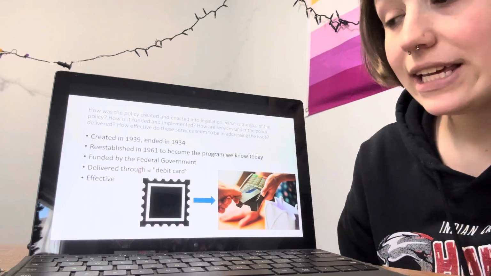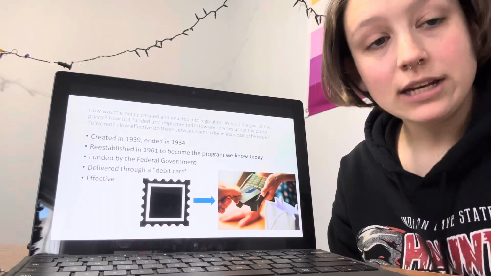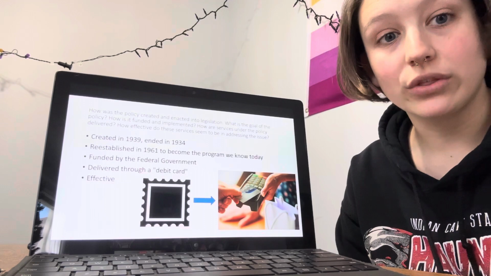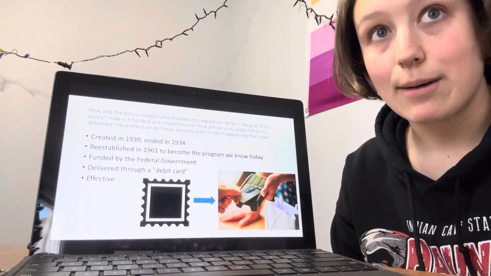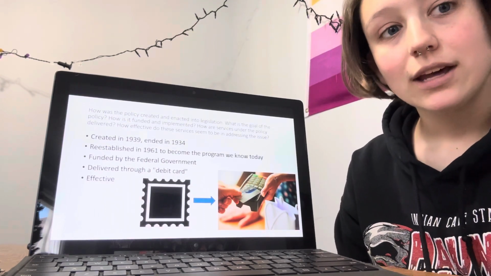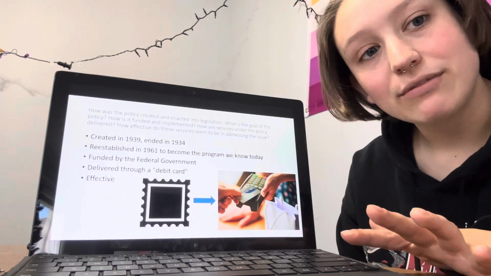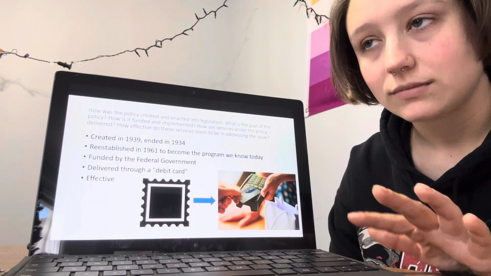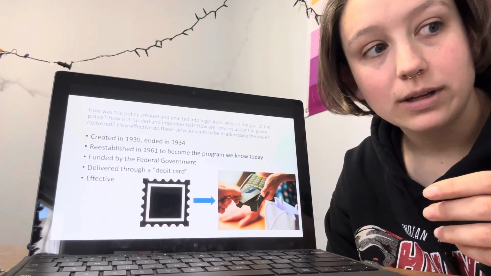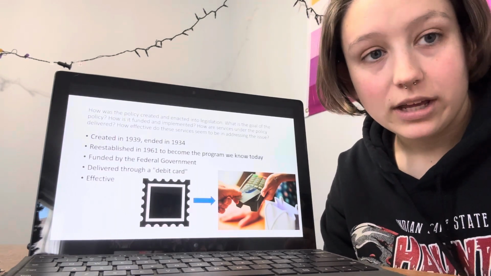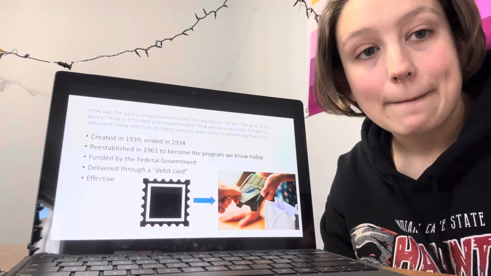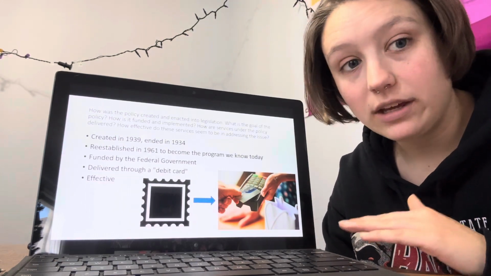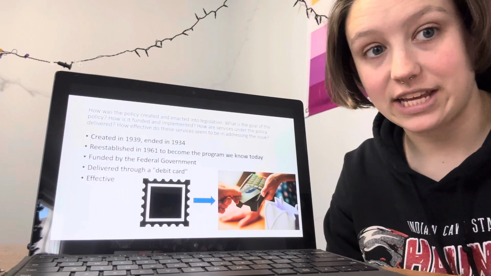And funding is implemented through the federal government. The federal government pays for all the money that the SNAP program provides to people. But then on a more state level, it is the people who run the program and implement the program. Those people are paid half from the federal government and half from the state government.